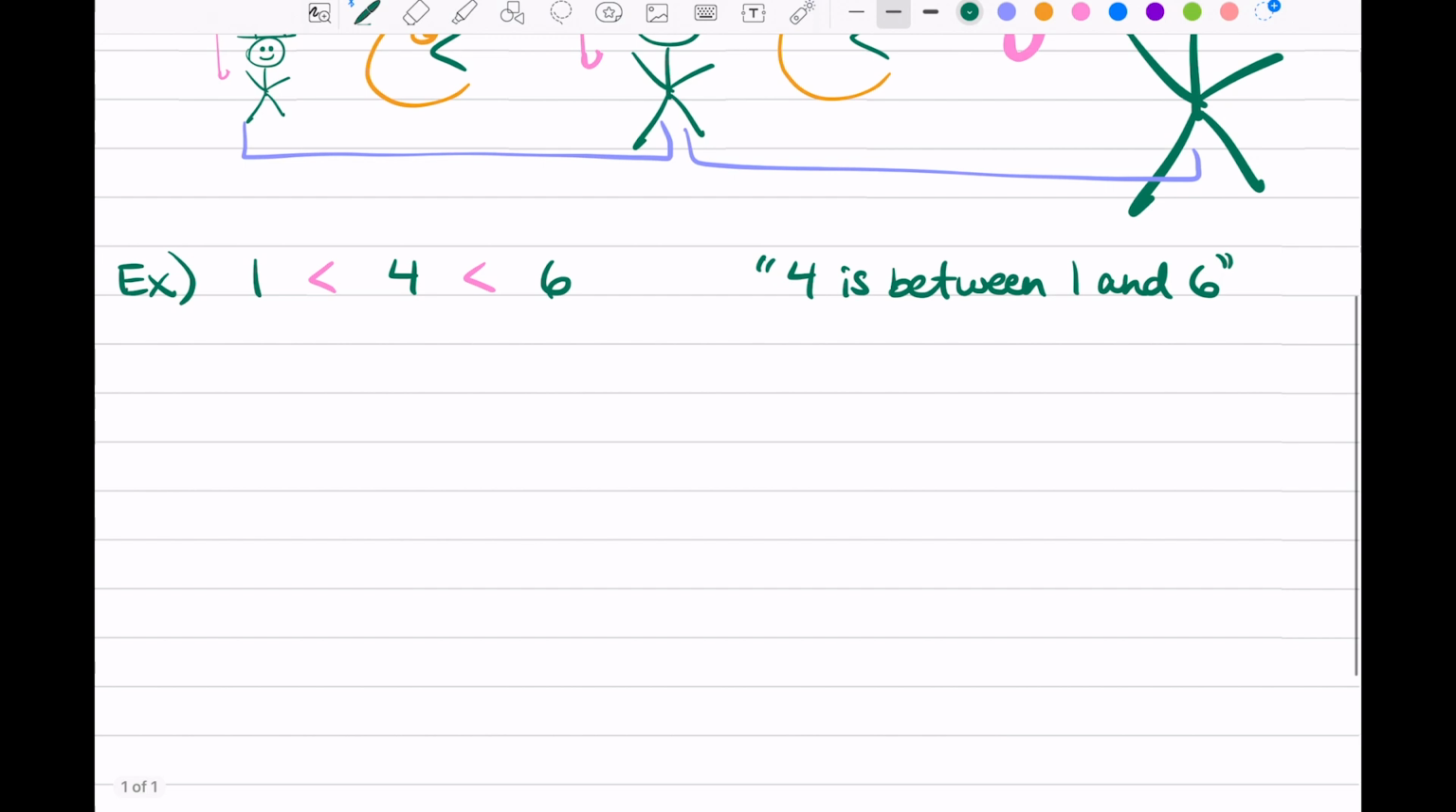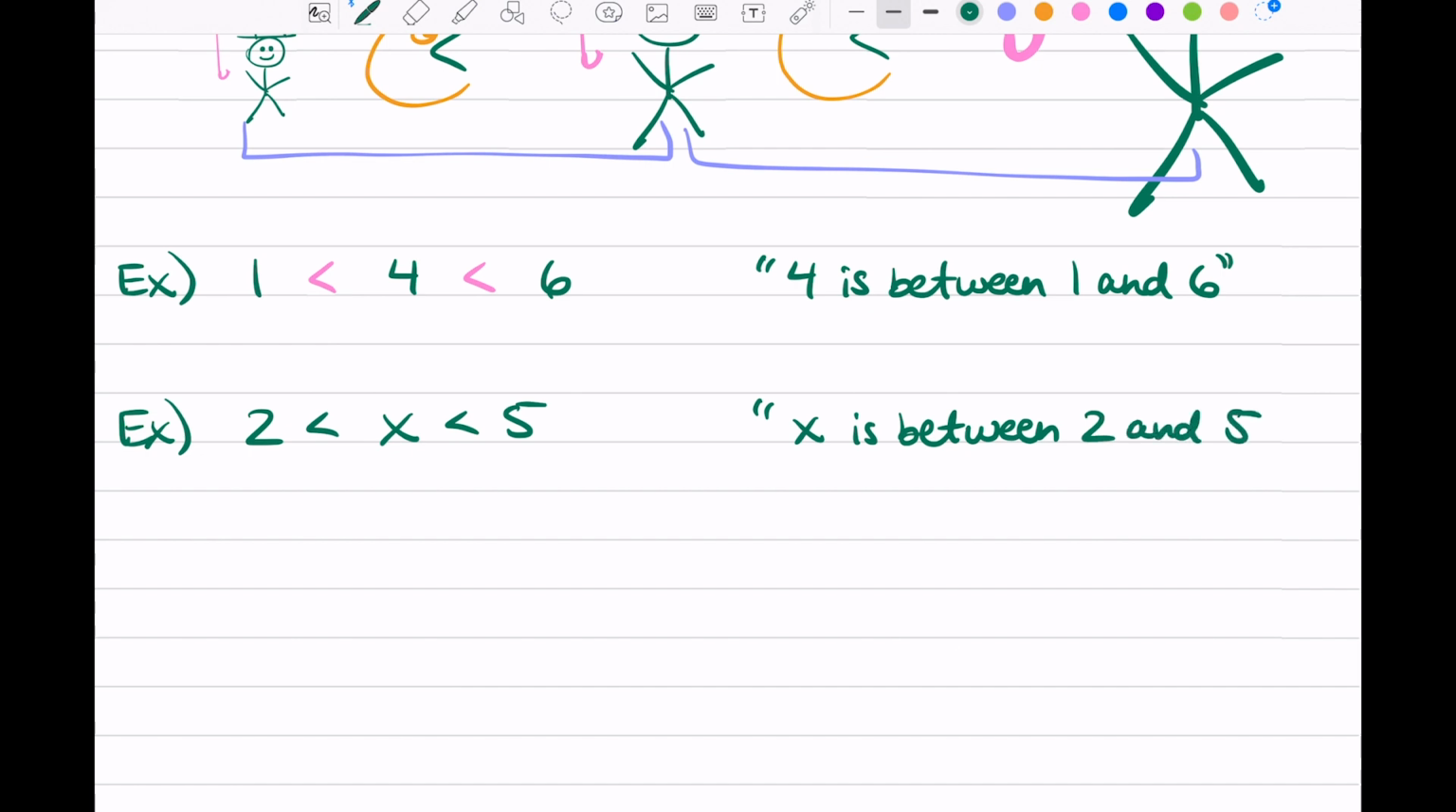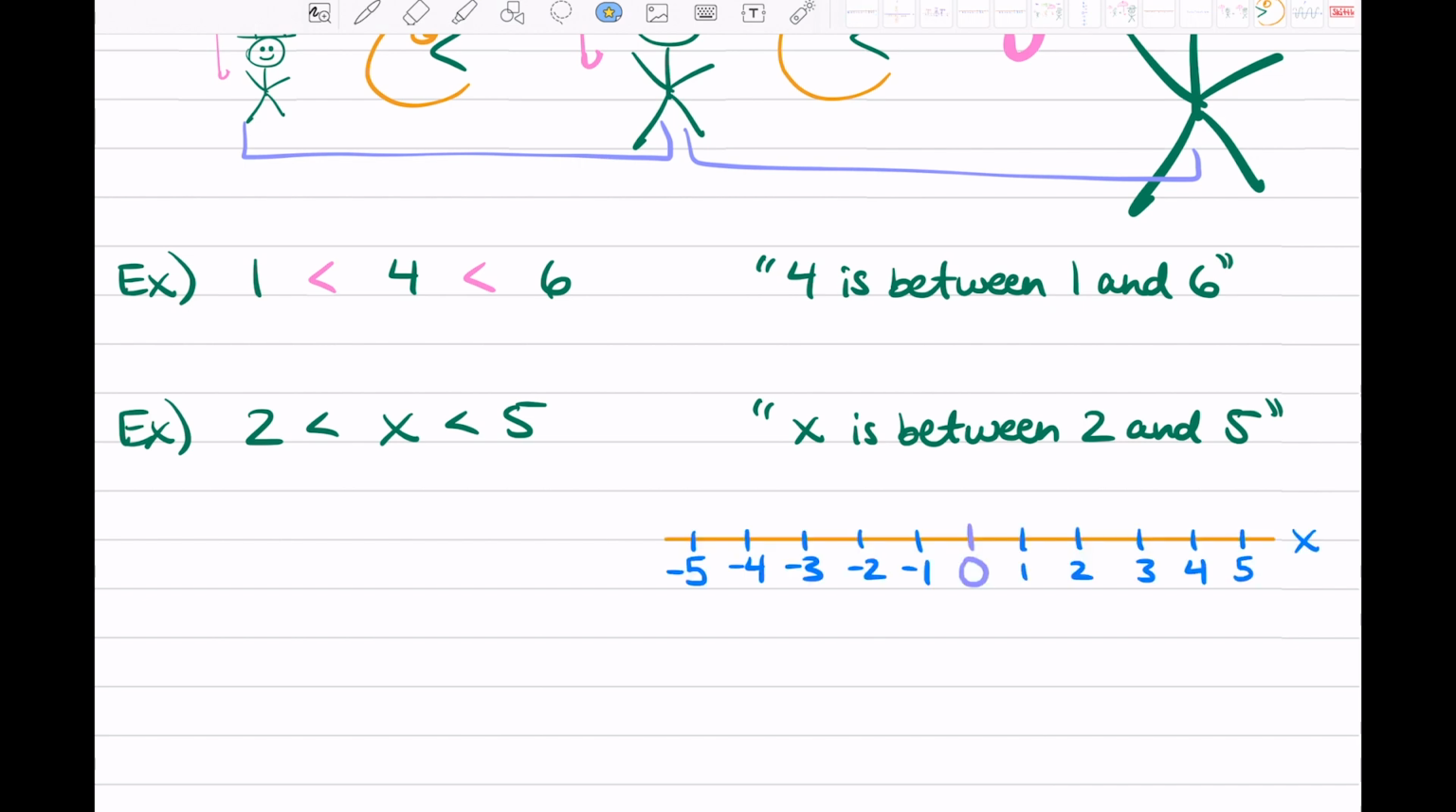All right, how about we put our detective caps back on and take a look at x? So what if I give you something like this? Well, it looks similar to the example above with 1, 4, and 6. And there we said that 4 is between 1 and 6. So in a similar way, we can say x is between 2 and 5. And let's put this on our number line.